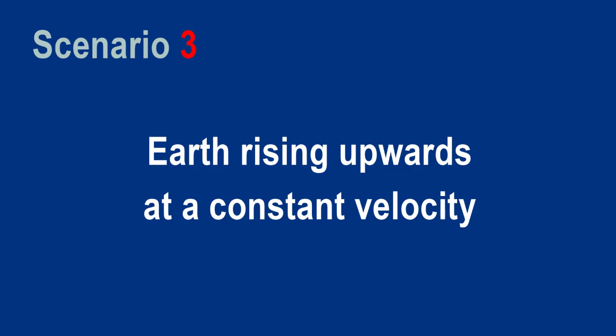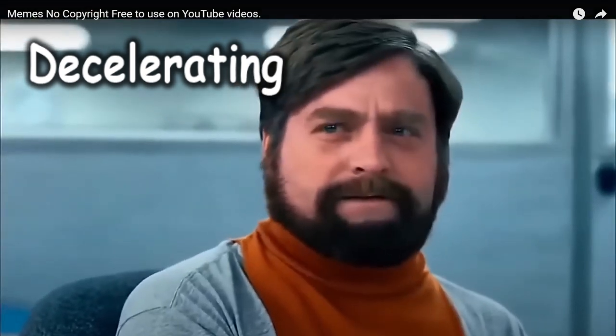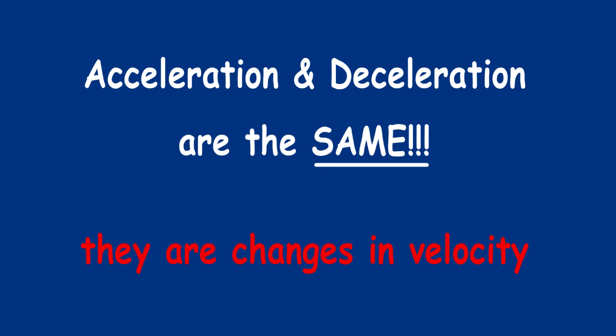So, finally we arrive at scenario 3, Dell's claim in which he says the Earth is rising at a constant velocity, and the item in free fall is decelerating at a rate of 9.8 meters per second squared. Claiming that objects in free fall are decelerating cannot be true for the exact same reason Dell says that objects in free fall cannot be accelerating. That is because acceleration and deceleration are the same thing. They are changes in velocity.